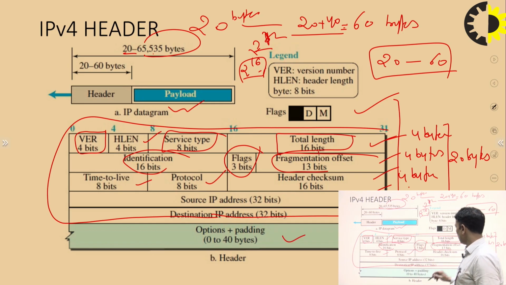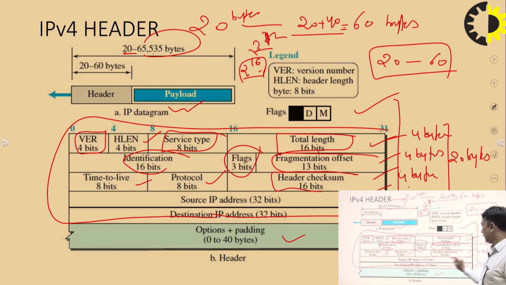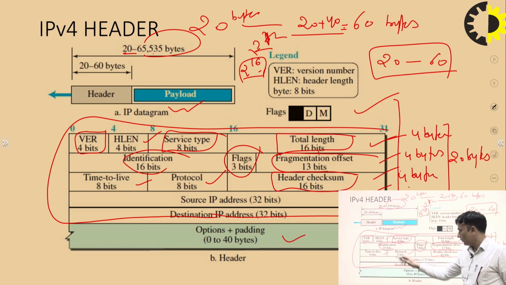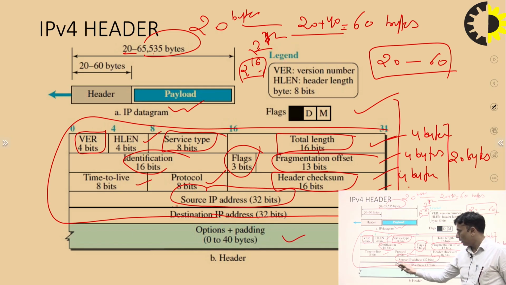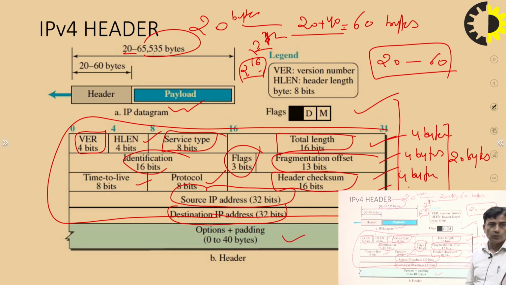Protocol of 8 bit, then header checksum of 16 bit for error control and error detection. Then the fourth row is the source IP address of 32 bit, and the last one is the destination IP of 32 bits. And this is the option information, like if you want to compress or give some other basic information, you can provide it here.